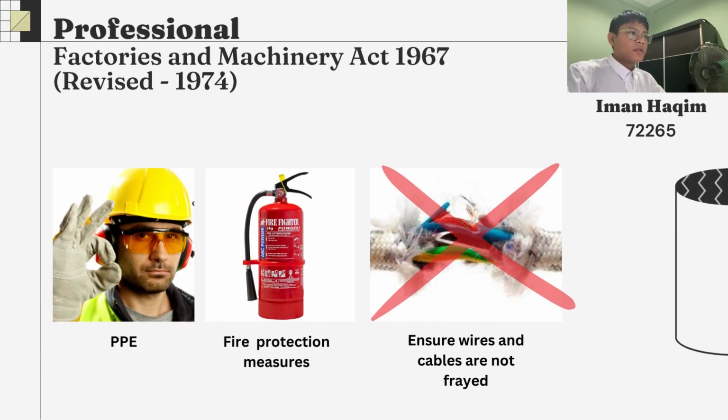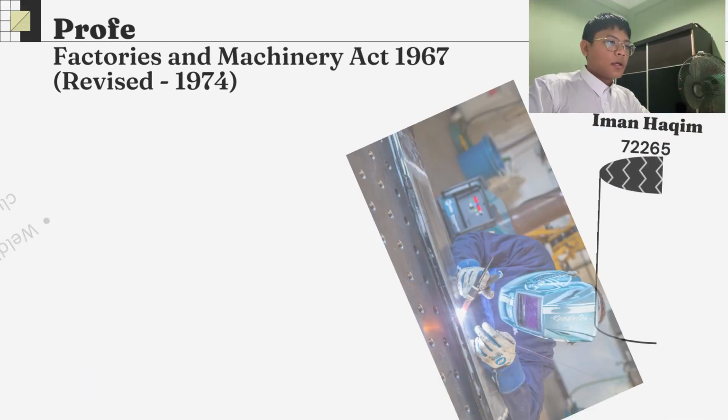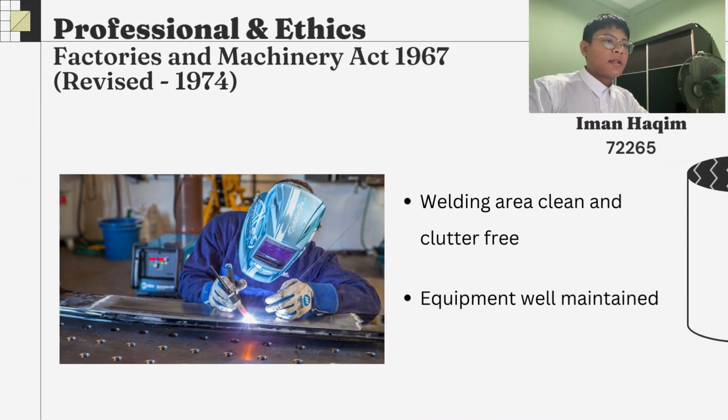To comply with this law, adequate personal safety equipment needs to be provided, fire extinguishers and other fire protection measures need to be provided and be readily available. Electrical wires and cables must be in excellent shape and must not be frayed or damaged. Ensure the welding area is clean and clutter-free to minimize tripping and other mishaps. And ensure that all welding equipment is correctly maintained and in good operating order.